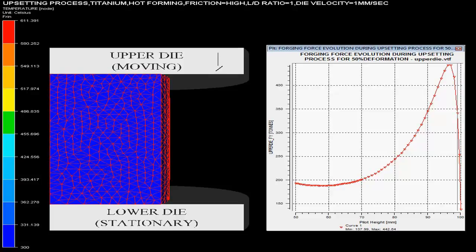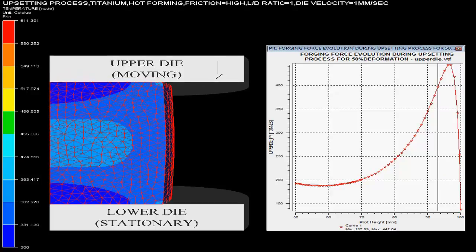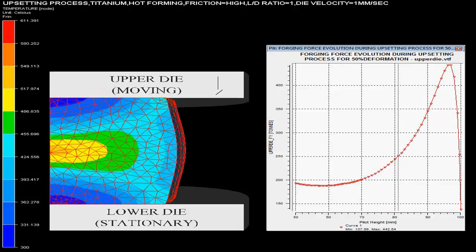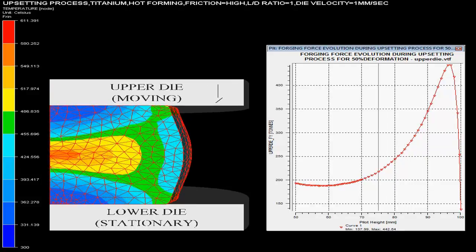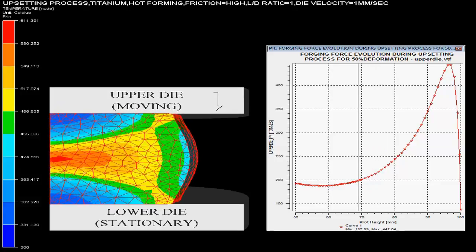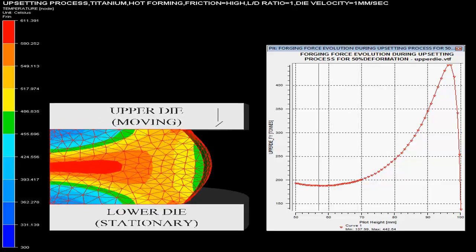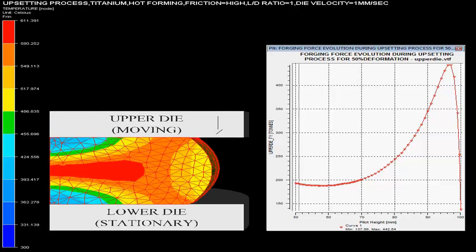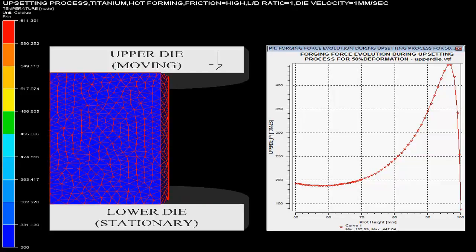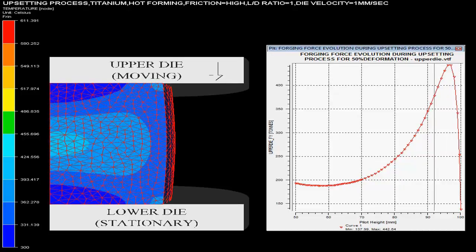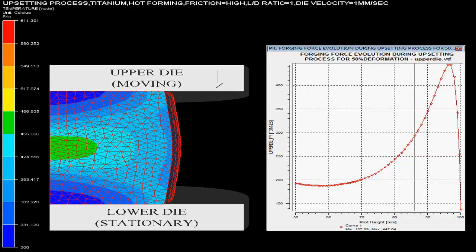This metal forming simulation is depicting the upsetting process. Upsetting is a process in which metal is plastically deformed, and it is an open die forging process. This process is extensively used for shaping oversized billets by compressing them. In this finite element simulation video, one can see the upsetting process simulation for titanium.